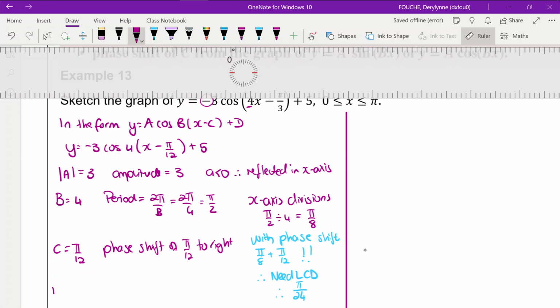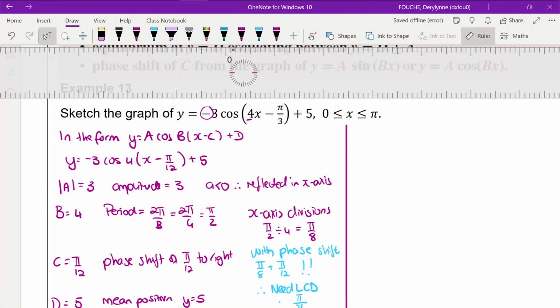My d value is equal to 5. That's my mean value, or my mean position at y equals 5, and that helps me to know what my range is. So my range will be 5 minus 3 to 5 plus 3. And we've been given a domain of 0 to pi. Now we can start with our x-intercepts. I know it's going from 2 to 8, so there are no x-intercepts.